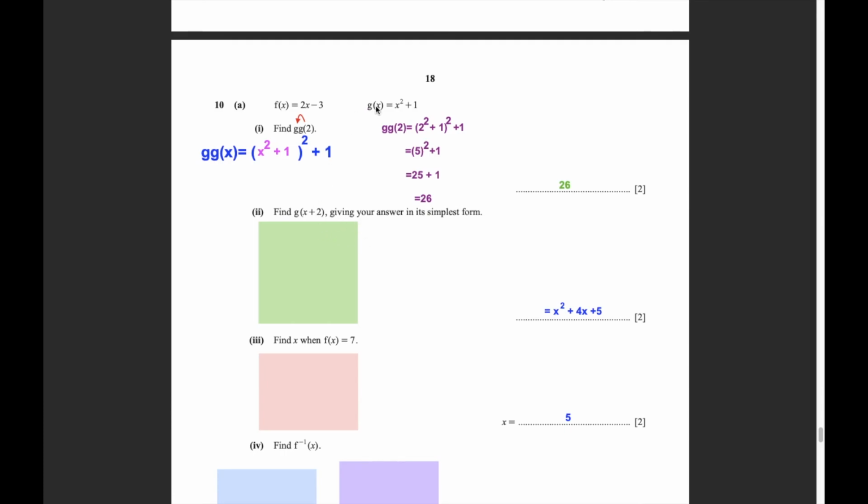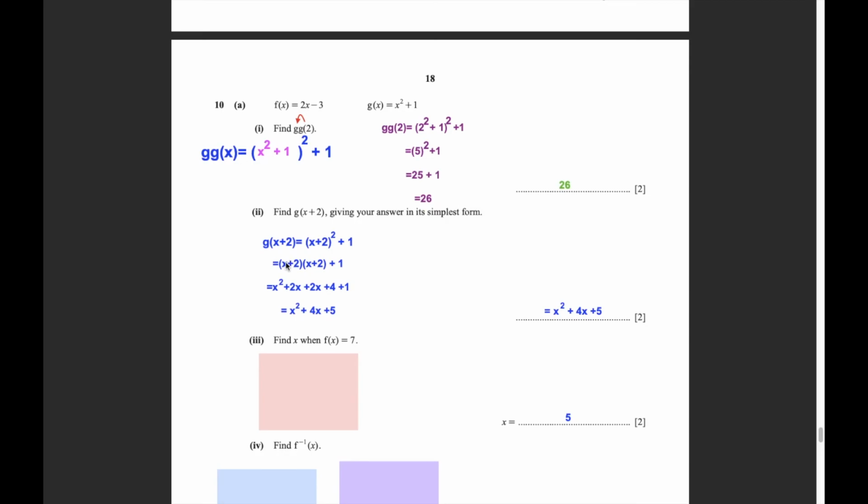So instead of it just being x, we're going to have x plus 2 in its place. So g of x plus 2 is equal to this function right here. Instead of the x, we're going to put x plus 2. And then the whole thing squared plus 1. In this case, now we actually have to expand. So x plus 2 times x plus 2 plus 1.